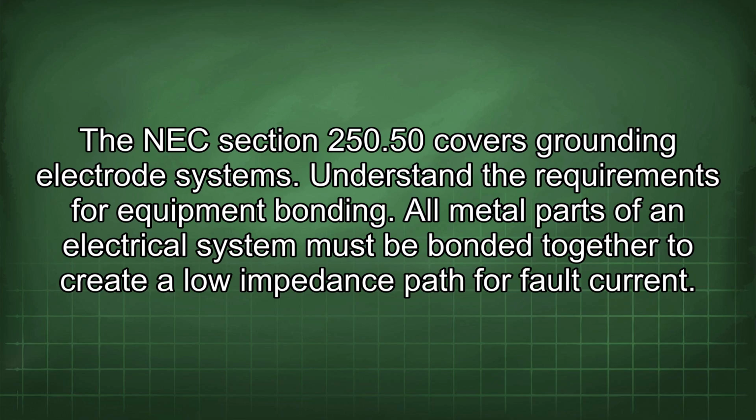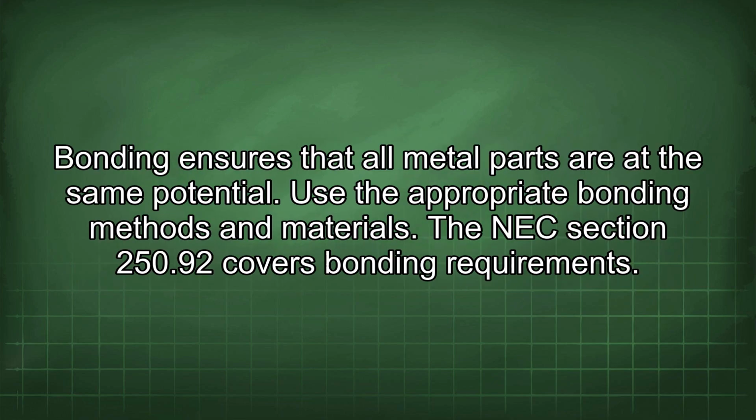Understand the requirements for equipment bonding. All metal parts of an electrical system must be bonded together to create a low impedance path for fault current. Bonding ensures that all metal parts are at the same potential. Use the appropriate bonding methods and materials. The NEC Section 250.92 covers bonding requirements.